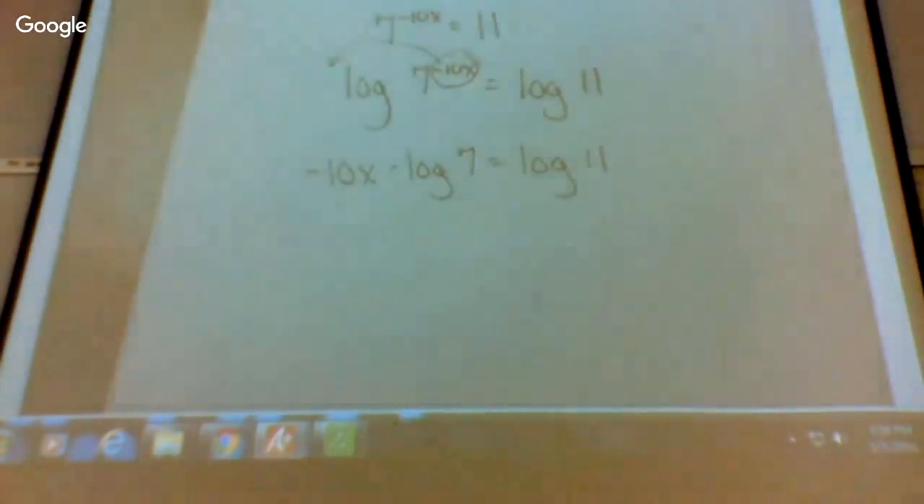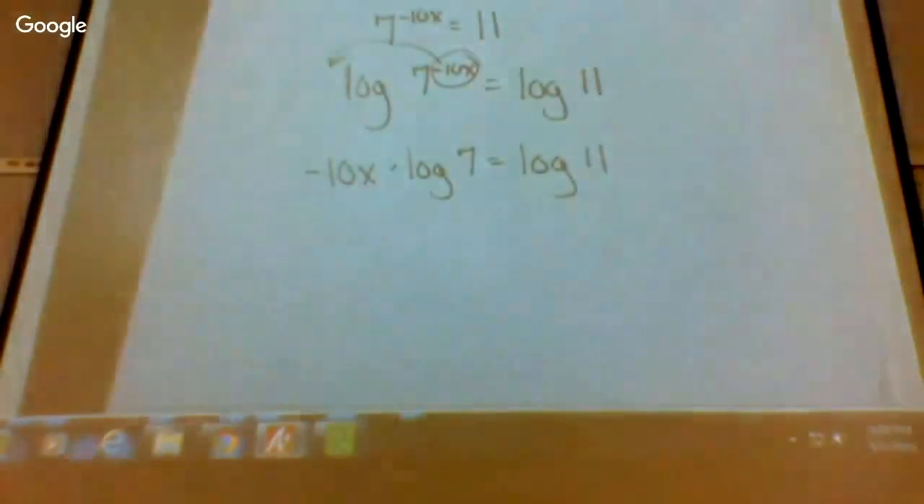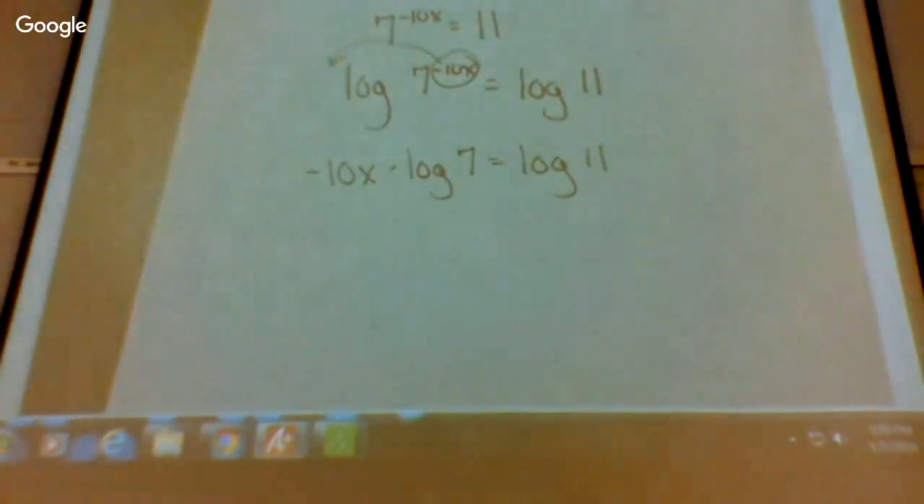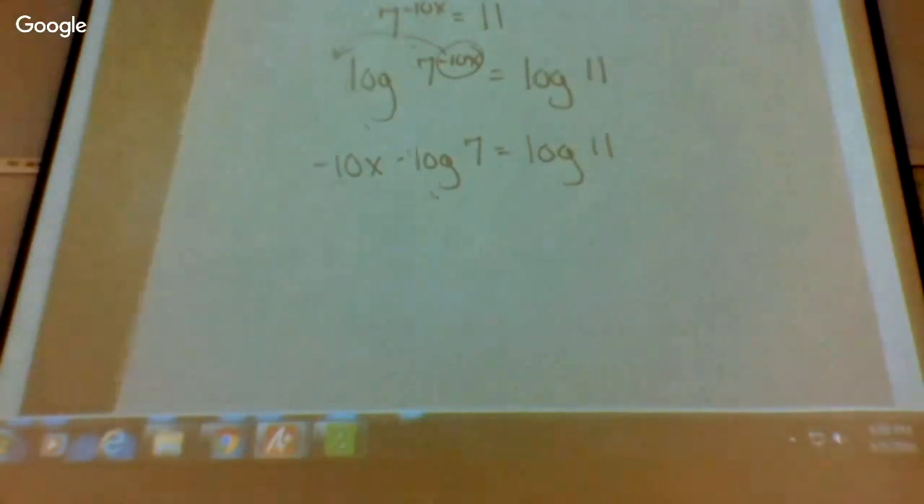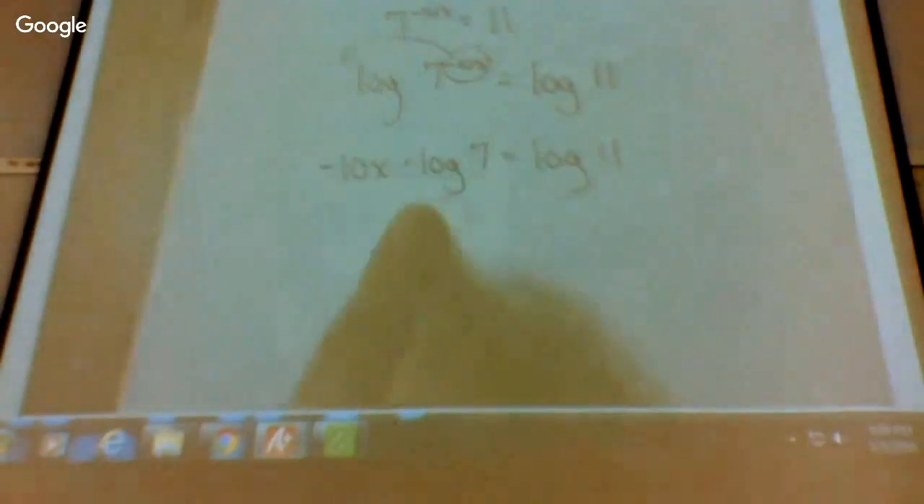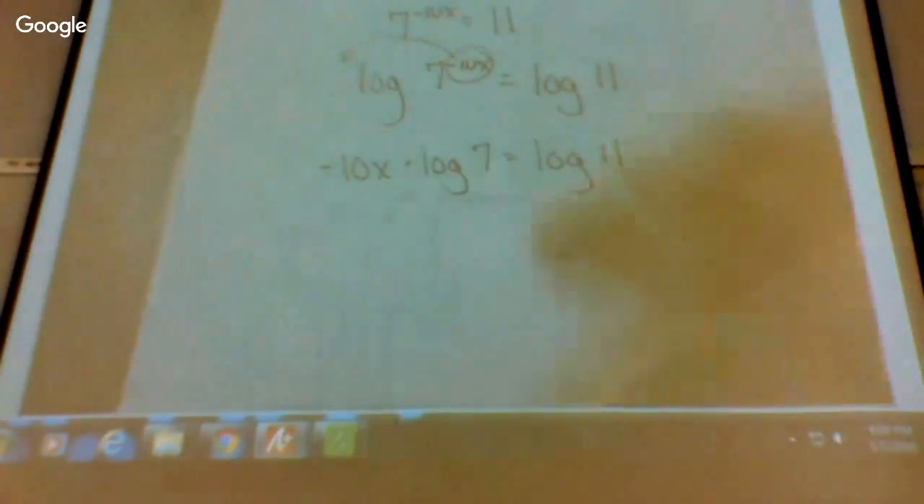Any questions about that? So anytime you're solving for a variable in an exponent, you need to think, hey, I need to use logarithms. I need to solve for that x. I'm going to move log of 7 over. What is log of 7 doing? So we divide. I'm going to divide both sides by log of 7.